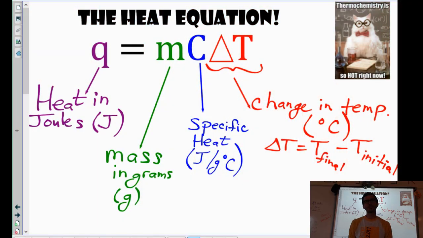Everybody. Today we're going to learn about the heat equation. So we're still in thermochemistry, and we're going to focus on the heat equation for today. I'm going to try to make this pretty quick, but there's a lot of math that goes with this heat equation. All right. So you definitely need a fancy Dan calculator.